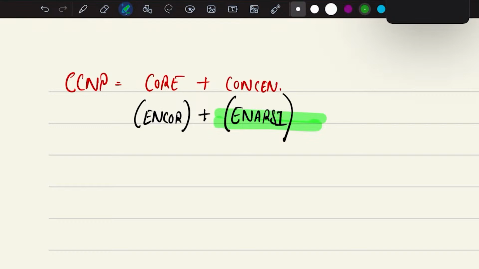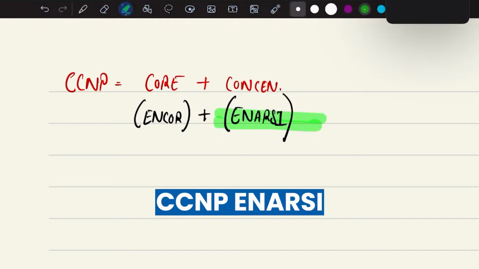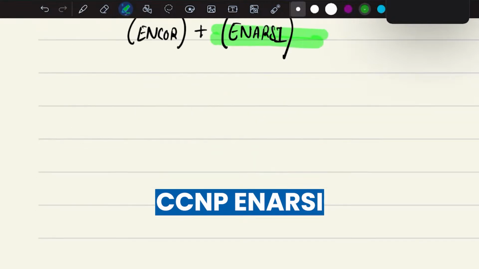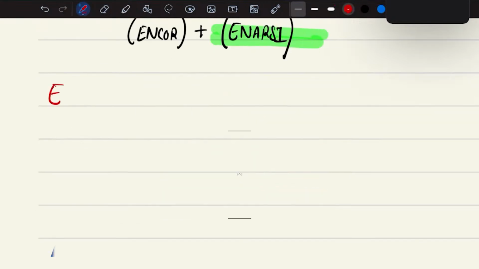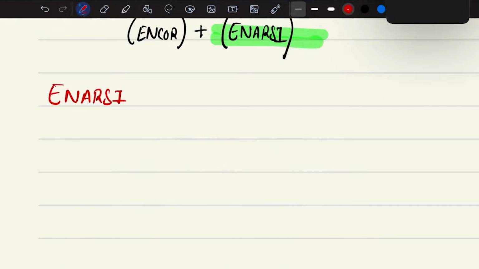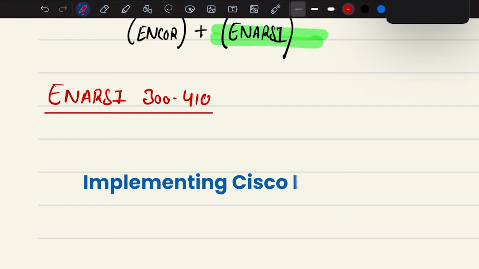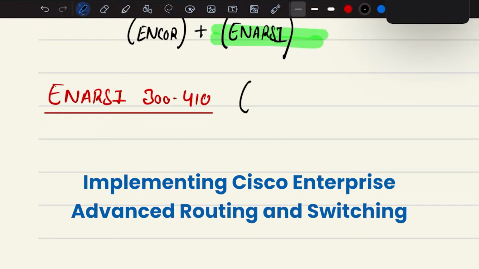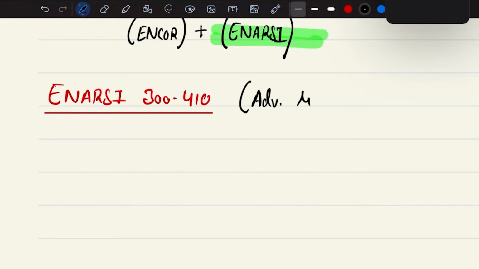What are the exam topics which are going to be under this exam, and what exactly is CCNP ENARSI all about? Talking about CCNP ENARSI, we can say it's Advanced Routing and Switching, which has the official paper code 300-410 as an identification. We call it Implementing Cisco Enterprise Advanced Routing and Switching. So I'll be writing here: Advanced Routing and Switching.